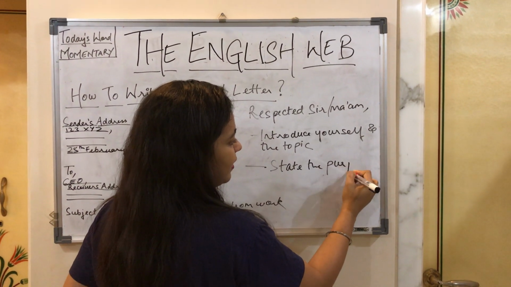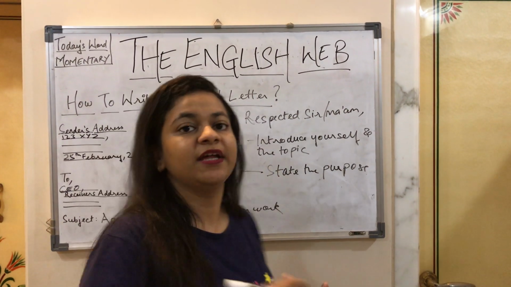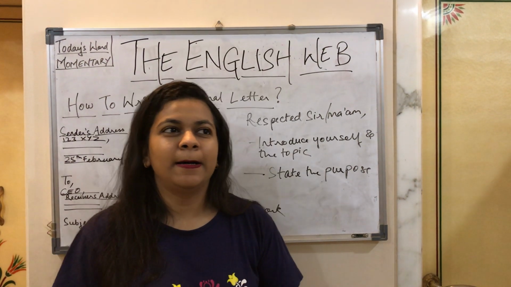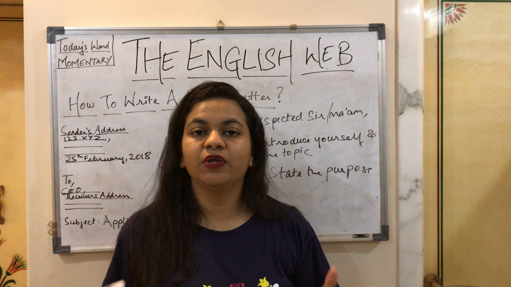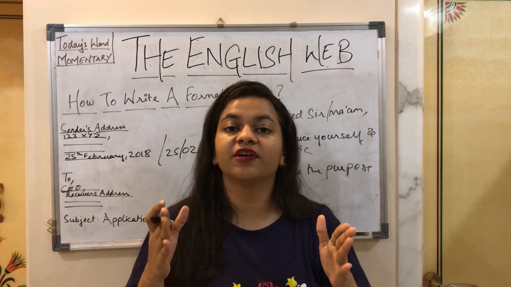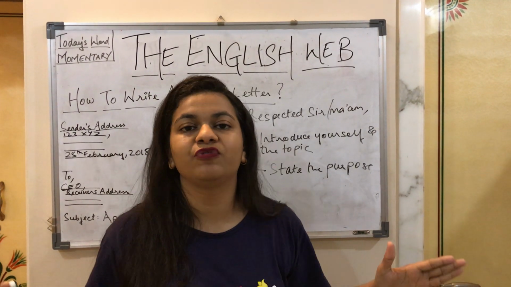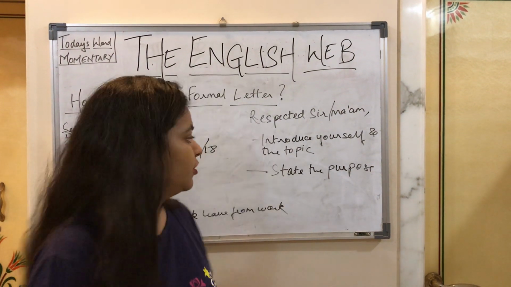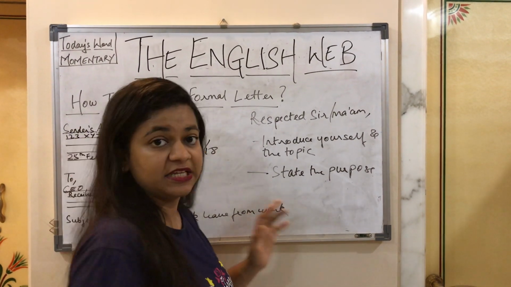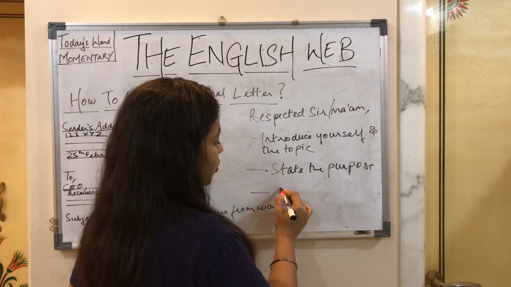Now ideally your body should not exceed 5 to 6 lines. So ideally you have to keep it short. You are writing a formal letter. You do not have to go into details. You have to be as precise as possible. So once you're done stating the purpose, you have to conclude.